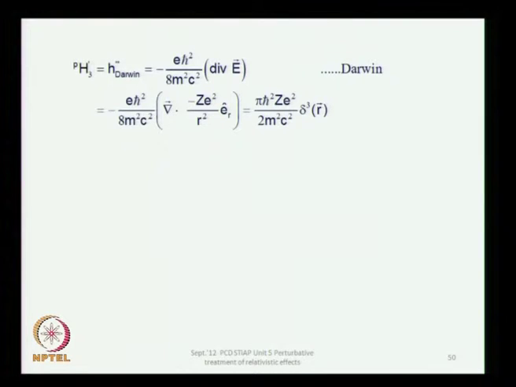And now we come to the last term, which is the Darwin correction. Now, the Darwin correction has a delta function because it is coming from the divergence of the electric field, which is 1 over r square.